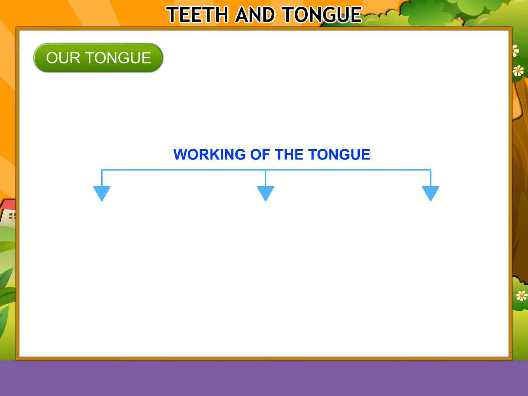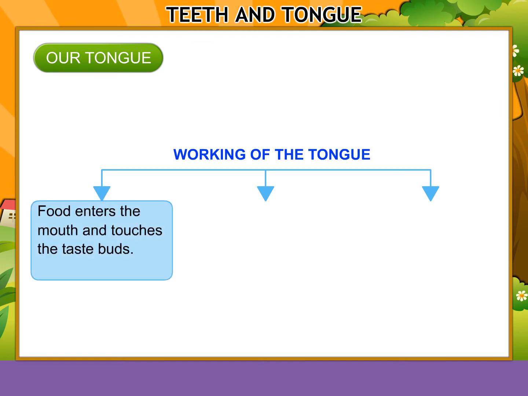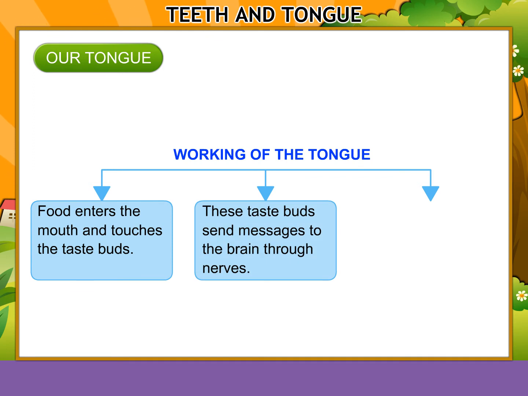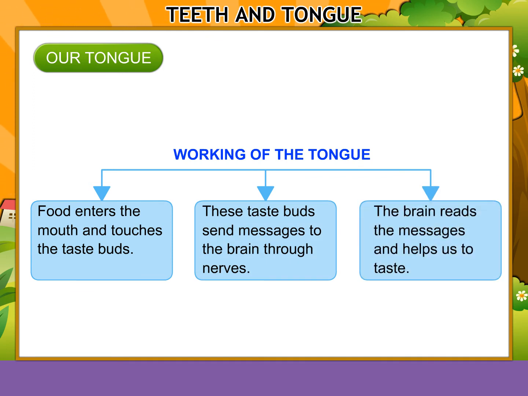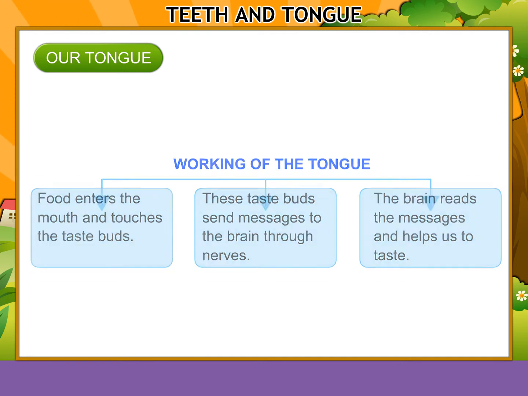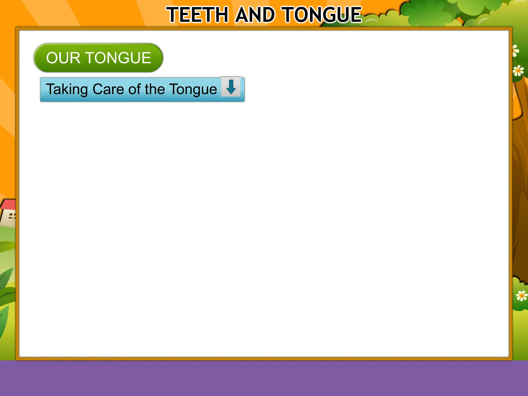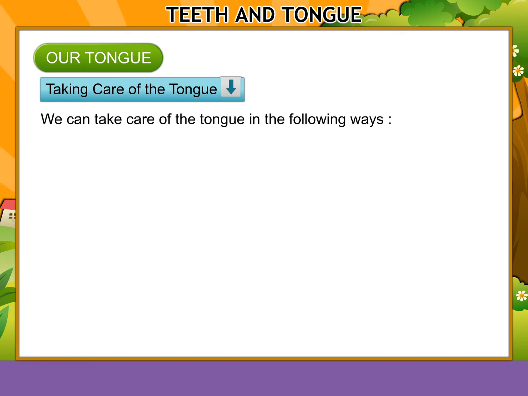Working of the tongue. Food enters the mouth and touches the taste buds. These taste buds send messages to the brain through nerves. The brain reads the messages and helps us to taste. Taking care of the tongue. We can take care of the tongue in the following ways.